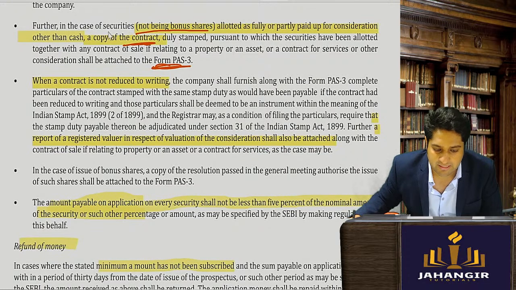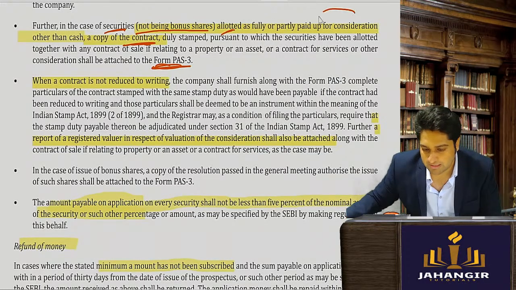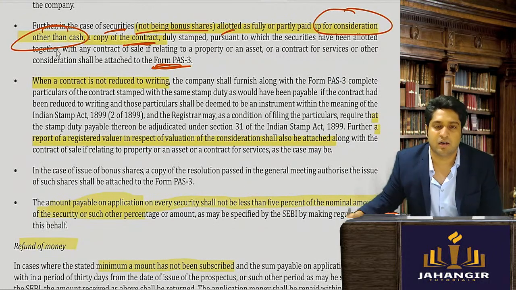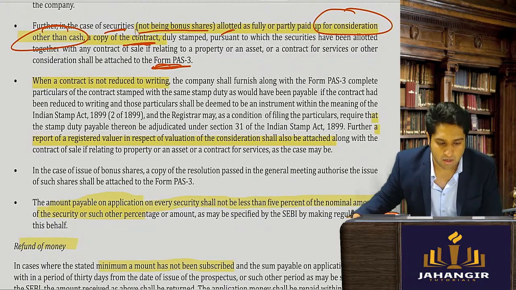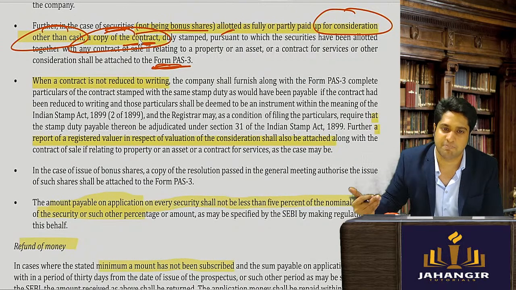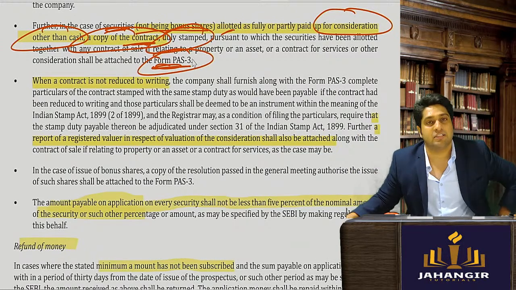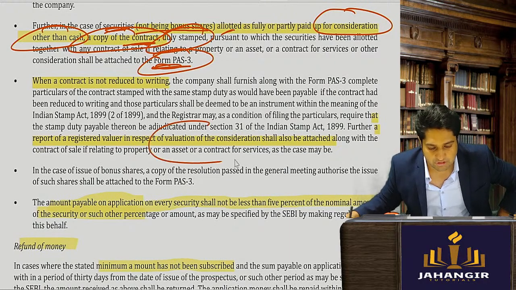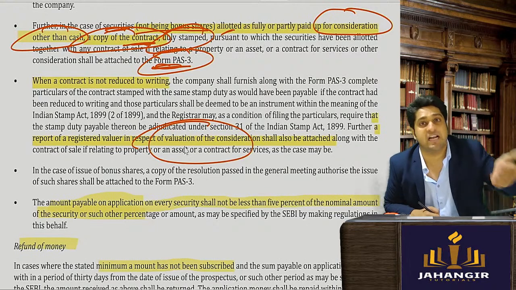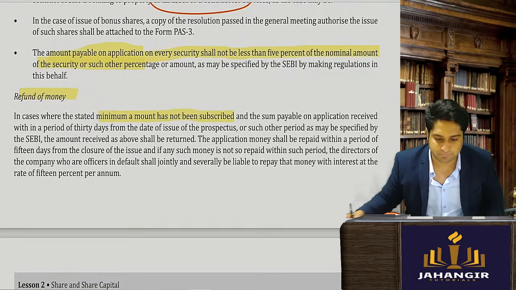So again, in case the securities are allotted for consideration other than cash, so you are not getting cash, you are getting some other intellectual property, etc., a copy of the contract, duly stamped, has to be attached with PAS 3. Also a valuation report: if you are getting assets, what is the value of the asset, which asset is being given, that also has to be done.